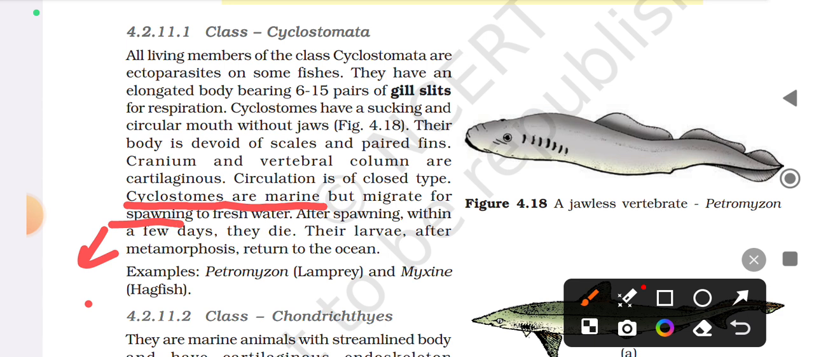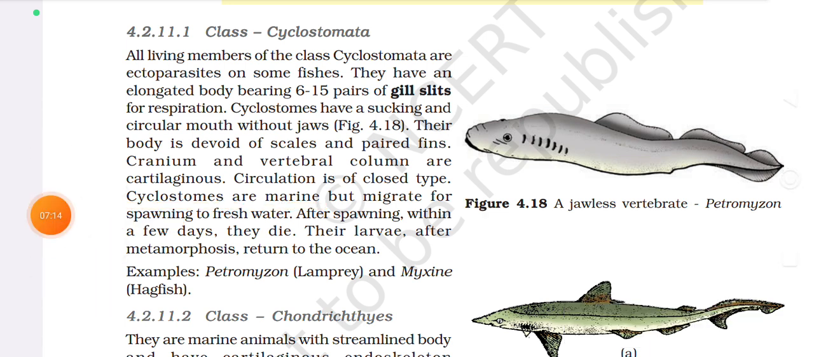Okay, but their larva after metamorphosis returns to the ocean, and this one is an important point. What are the examples here? Petromyzon, lamprey, and Myxine, which is hagfish. Okay, now the next one, classes. I hope you understand cyclostomata.